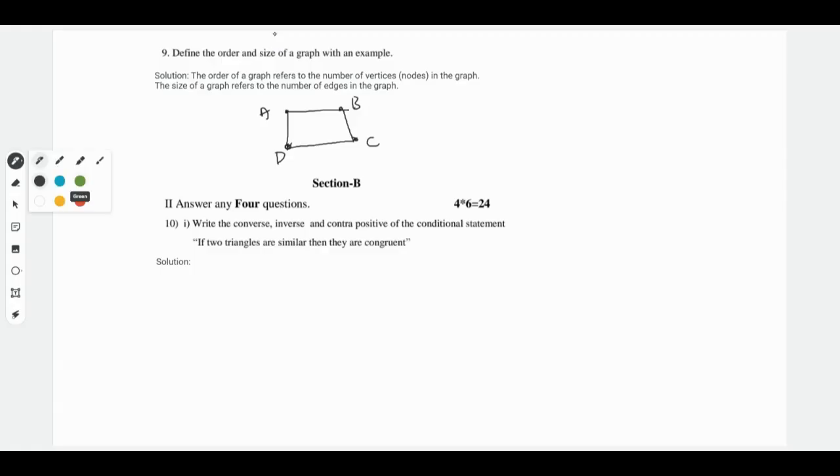It is the number of vertices. So how many vertices do I have? A, B, C and D. So the order is how much? It is A, B, C, D. The number of vertices means there are 4. So the order of A is 4.